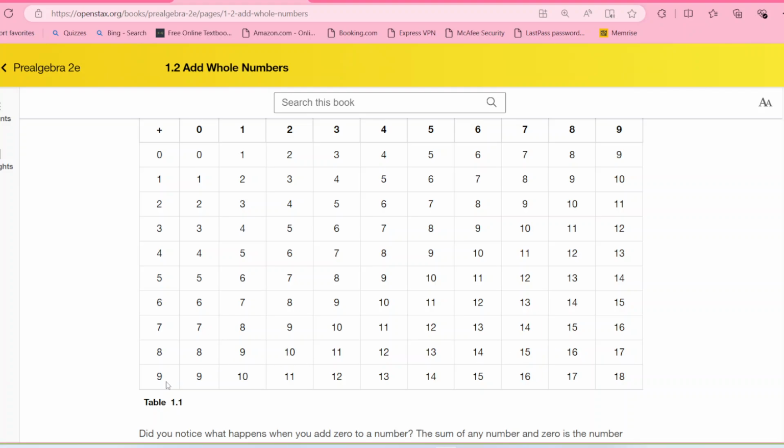And then the final row here, in row 9, 9 plus 0 is 9.